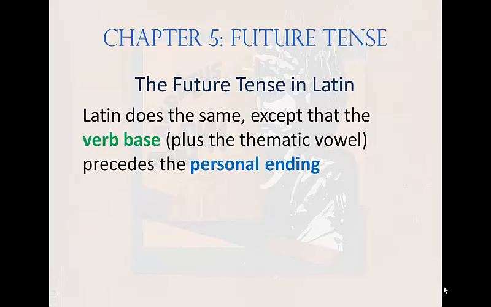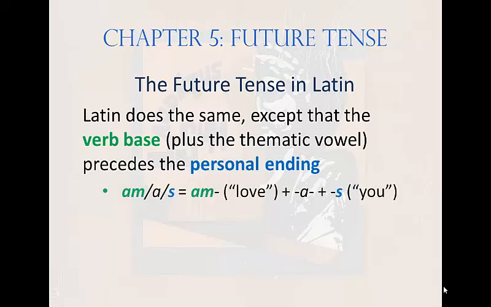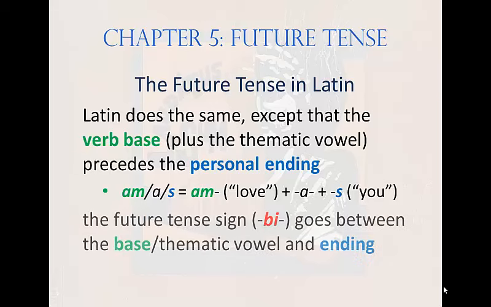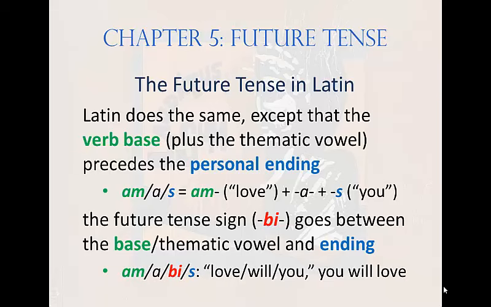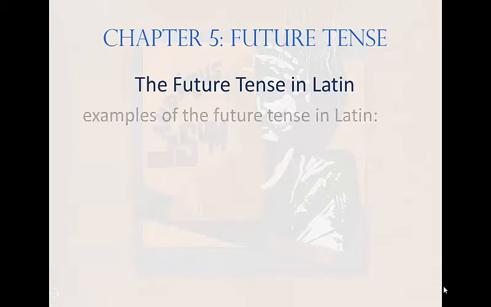Latin does the same, except that the verb base plus the thematic vowel precedes the personal ending. Am meaning love, A the thematic vowel, and S the personal ending denoting you. The future tense sign BI goes between the base and thematic vowel and the ending. Am, A, BI, S. Love will you, literally in that order, meaning you will love.